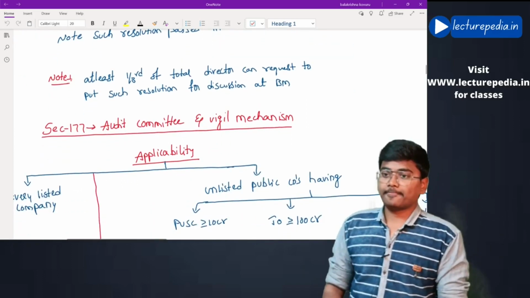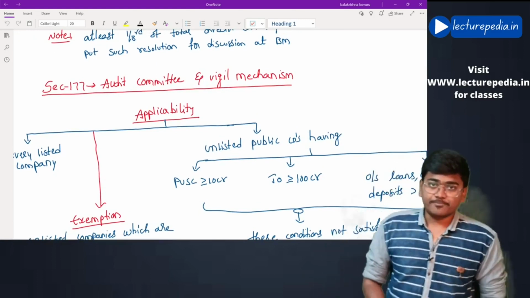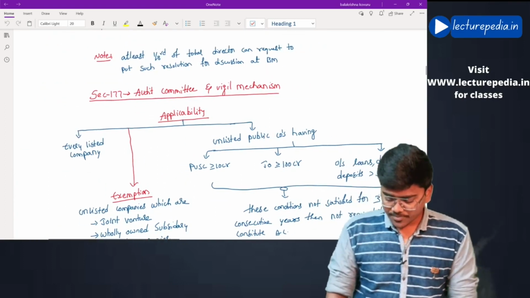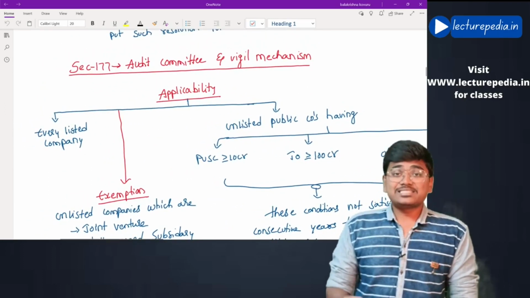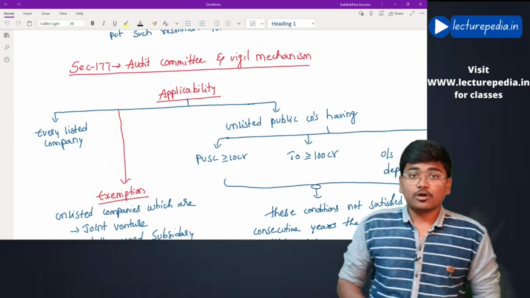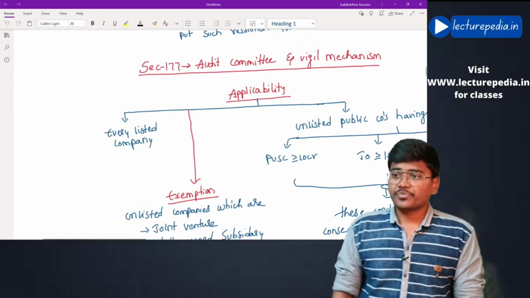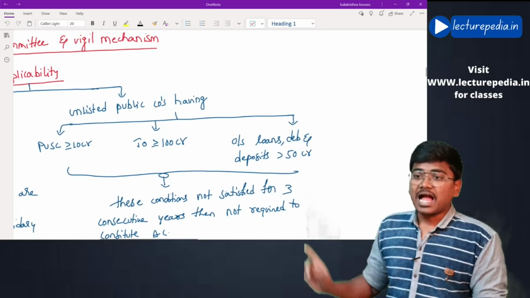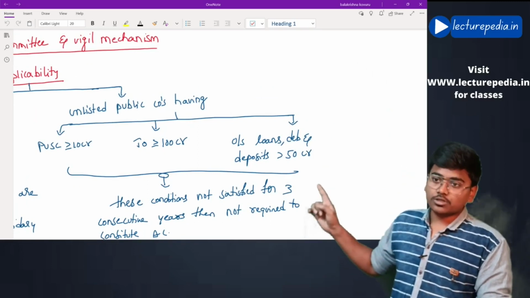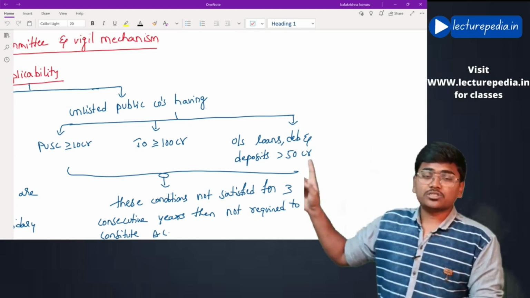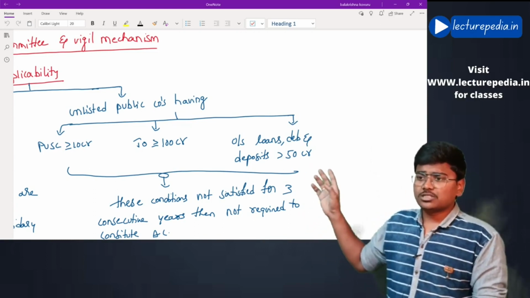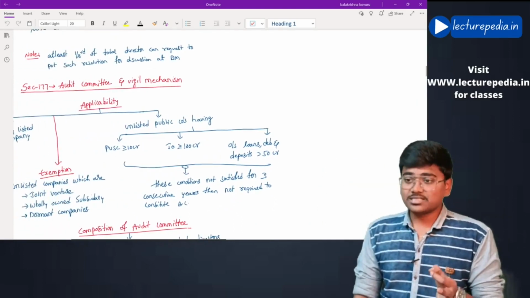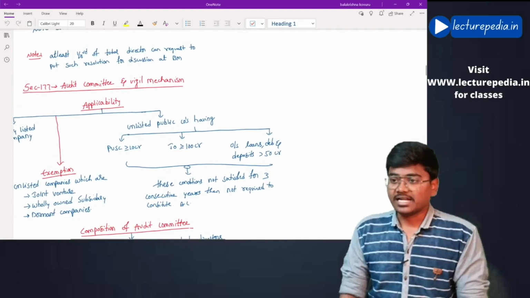Hope that is clear. Next, section number 177, which deals with audit committee and whistle blower mechanism. Now, first of all, applicability of audit committee. It is the same as applicability of independent director, as we have discussed. See, audit committee is applicable to every listed company and unlisted public company having paid up share capital of more than or equal to 10 crores or turnover of more than or equal to 100 crores or outstanding loans, debentures and deposits of more than 50 crores. These are the limits which we have also discussed for independent director.